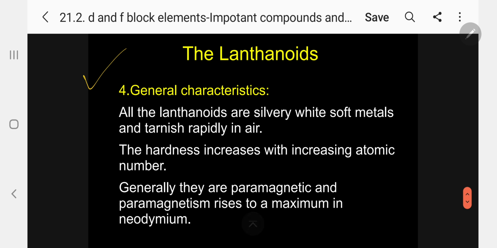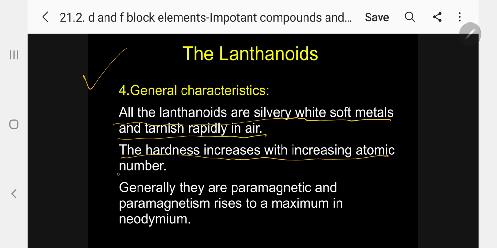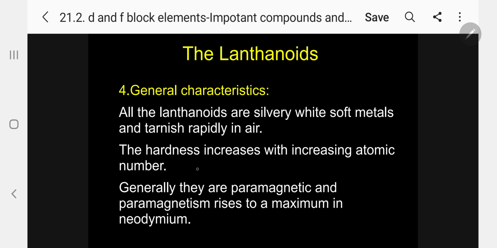Next, the fourth one, under general characteristics of the lanthanides. All the lanthanides are silvery white metals and tarnish rapidly in air. The hardness increases with increasing atomic number. Generally, they are paramagnetic, and paramagnetism rises to a maximum in neodymium. Please follow.